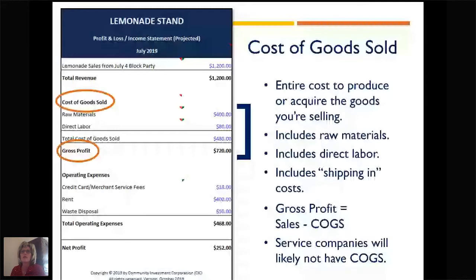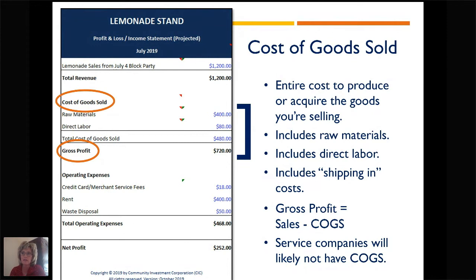So let's go back to our lemonade stand. And let's talk a little bit about a new category that we call cost of goods sold. Cost of goods sold can get really complicated. We're not going to complicate it too much today. We're just going to say it's the entire cost to produce or acquire the goods you're selling. So it includes raw materials like my lemons, like my sugar, but also the direct labor that goes into producing the product. Now, if you are shipping something in, you could also include cost of freight in cost of goods sold. So for physical products, you are always going to have cost of goods sold.